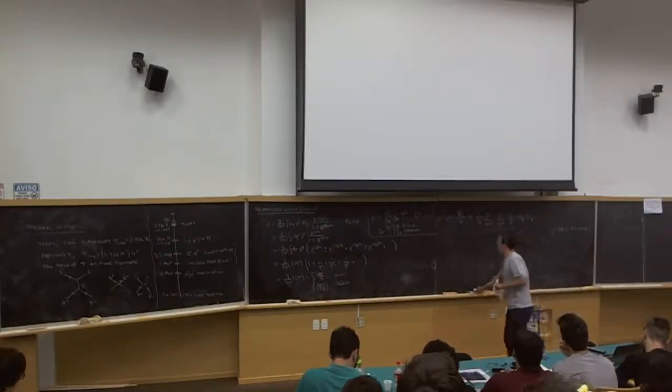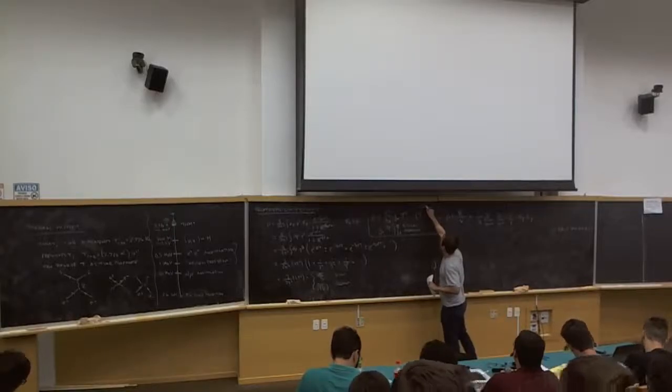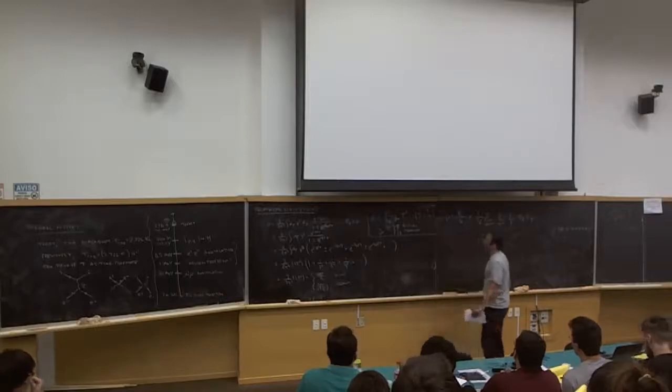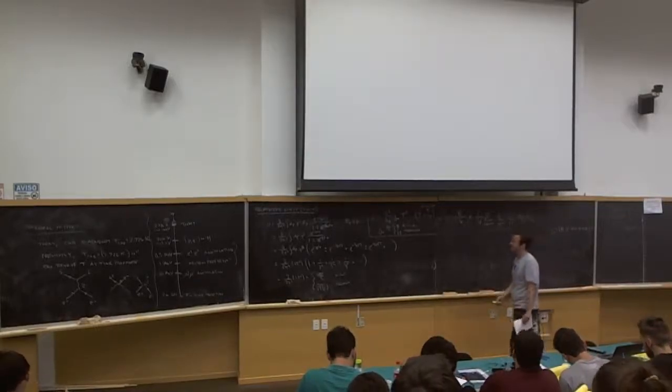Oh, the m is the particle mass. This formula applies to a massless particle, or more generally, any particle whose mass is much lower than the temperature of the plasma.